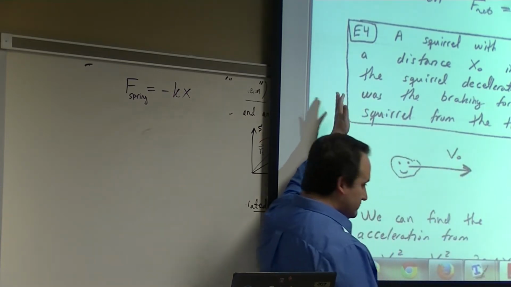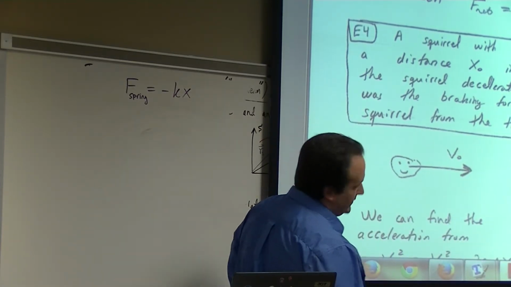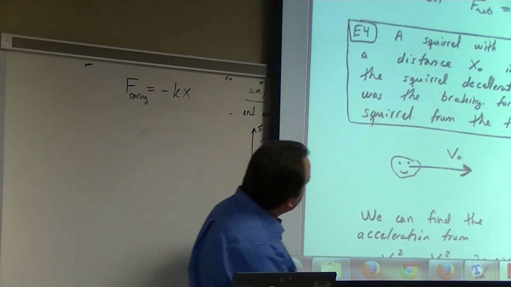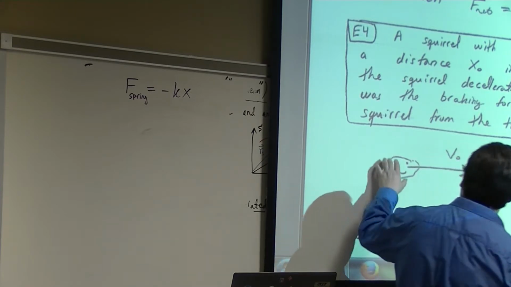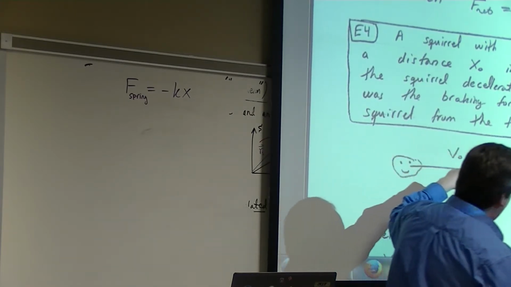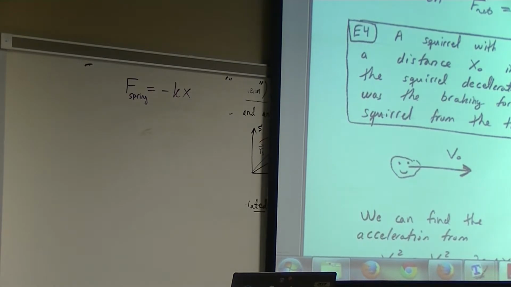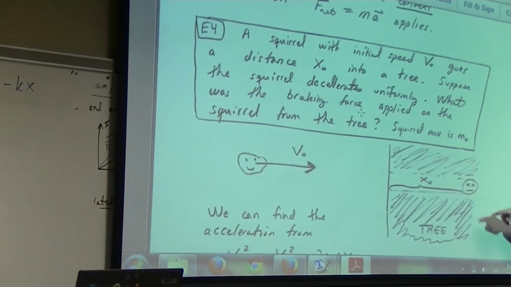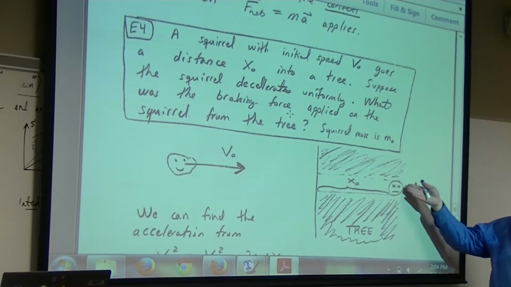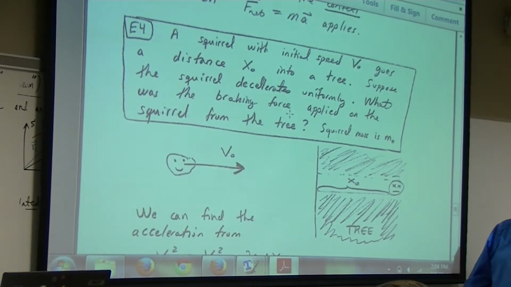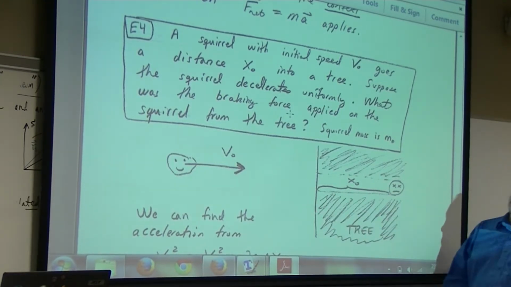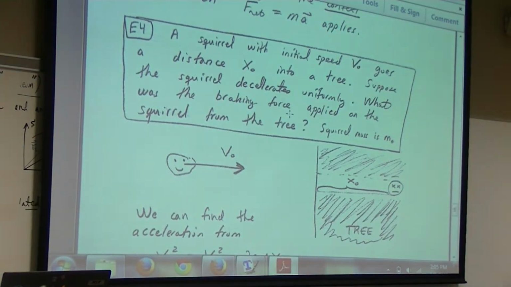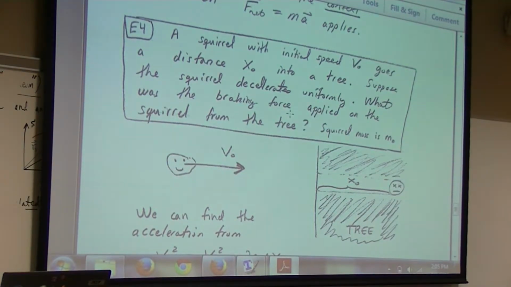Another example, and then I'll put this slide away. A squirrel with initial speed v naught goes distance x naught into a tree. So here's the squirrel. Use your imagination. And then it goes a distance x naught onto a tree. If you like squirrels, you can assume that it's resting, whatever. I'm just assuming that the squirrel decelerates uniformly. So what would the necessary braking force be applied to the squirrel from the tree? Assume that the mass of the squirrel is m naught.